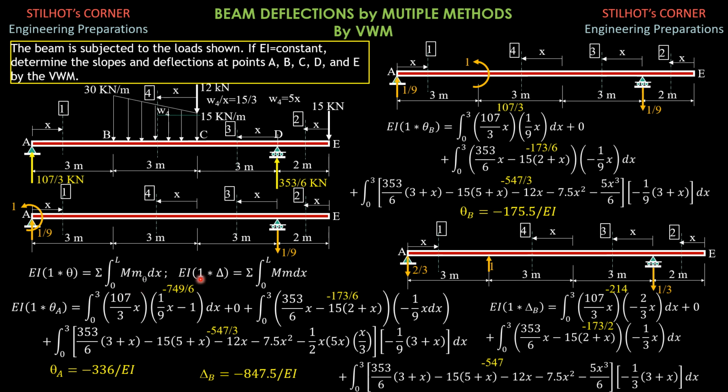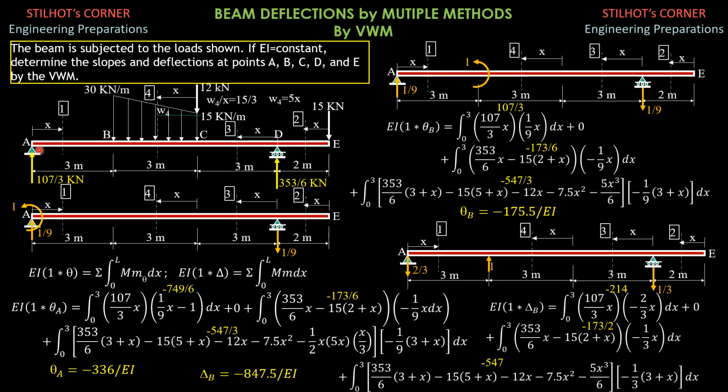And for the deflection, EI times quantity 1 times delta equals summation of integral of the same moment as this, and this m here is the moment at the section of the segment of the beam due to the unit upward load.